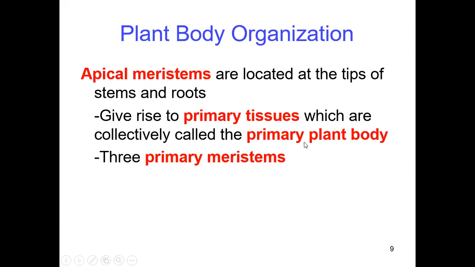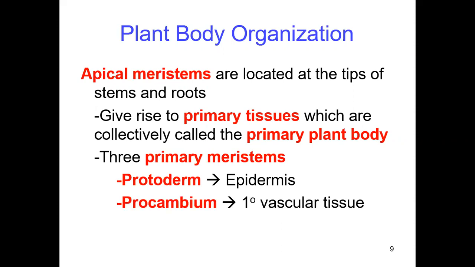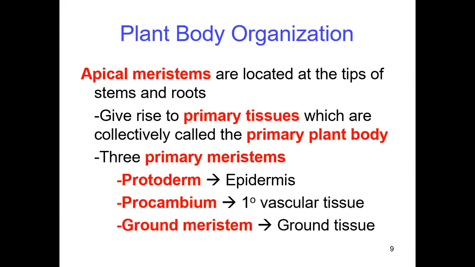So there are three primary meristems. One is called the protoderm, second is called the procambium, and third is called the ground meristem. We should know how the vascular tissue is formed. The vascular tissue is formed due to the procambium activity. Epidermis is formed due to the protoderm here, and the ground tissue is formed due to the ground meristem.